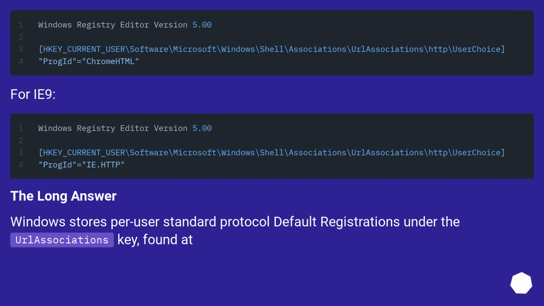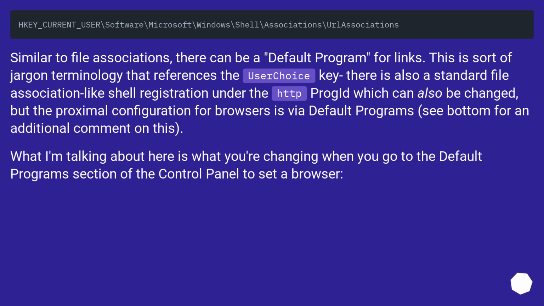The long answer: Windows stores per-user standard protocol default registrations under the URLAssociations key. Similar to file associations, there can be a default program for links. This is sort of jargon terminology that references the UserChoice key. There is also a standard file-association-like shell registration under the HTTP ProgID, which can also be changed, but the proximal configuration for browsers is via Default Programs. See the bottom for an additional comment on this. What I'm talking about here is what you're changing when you go to the Default Programs section of the Control Panel to set a browser.